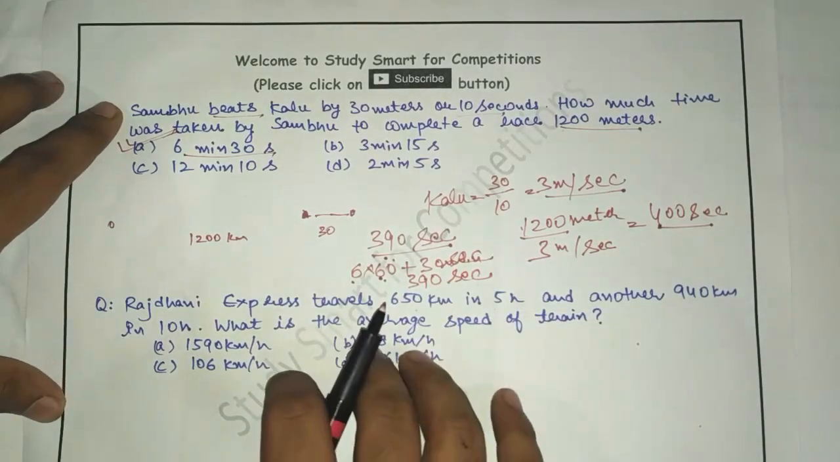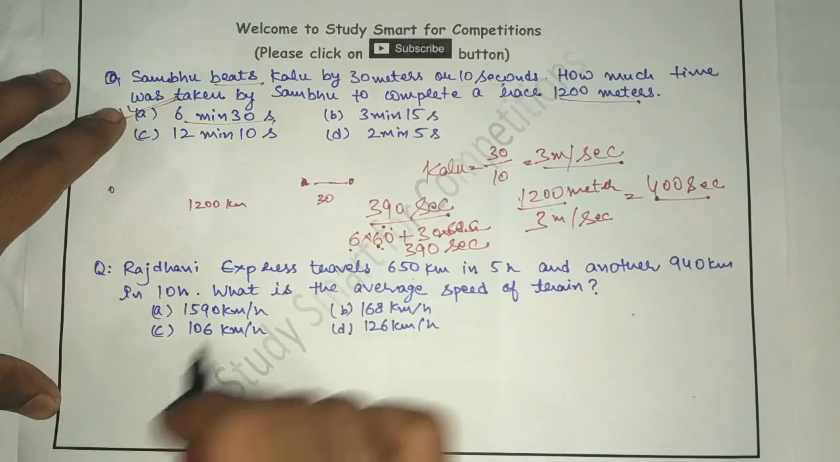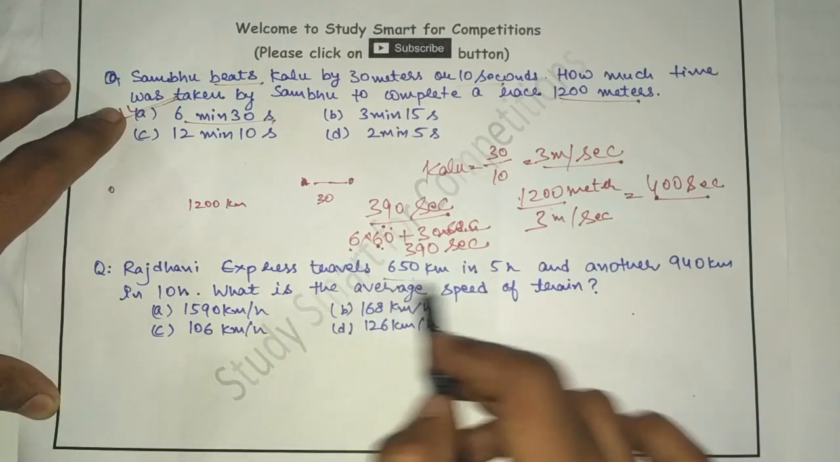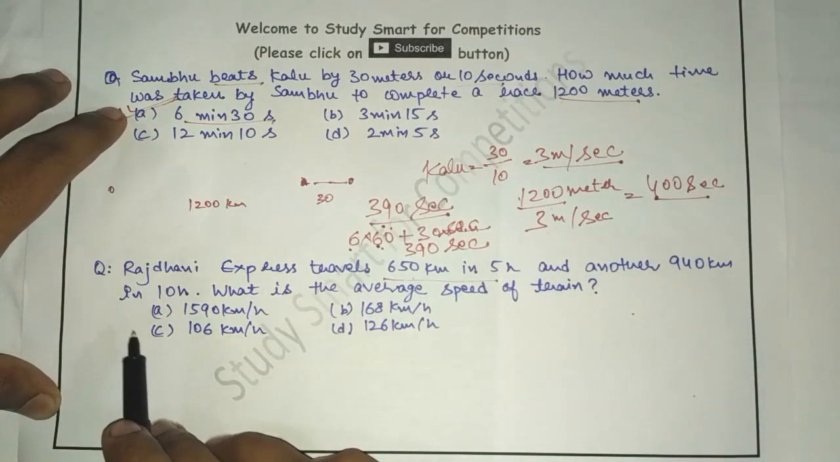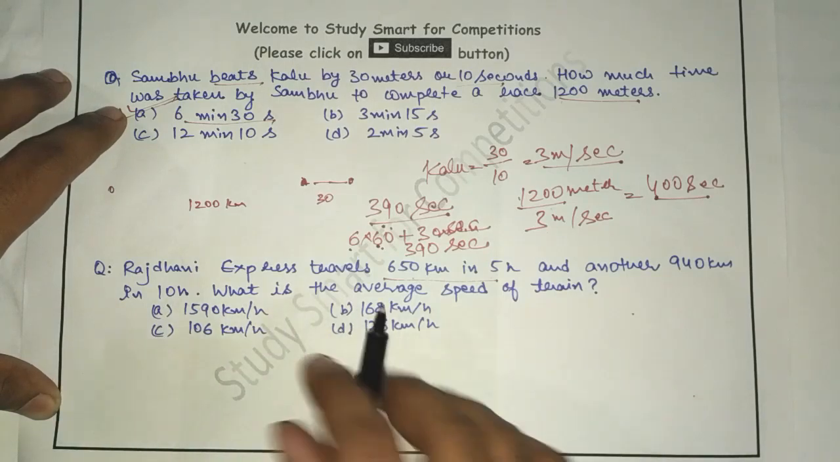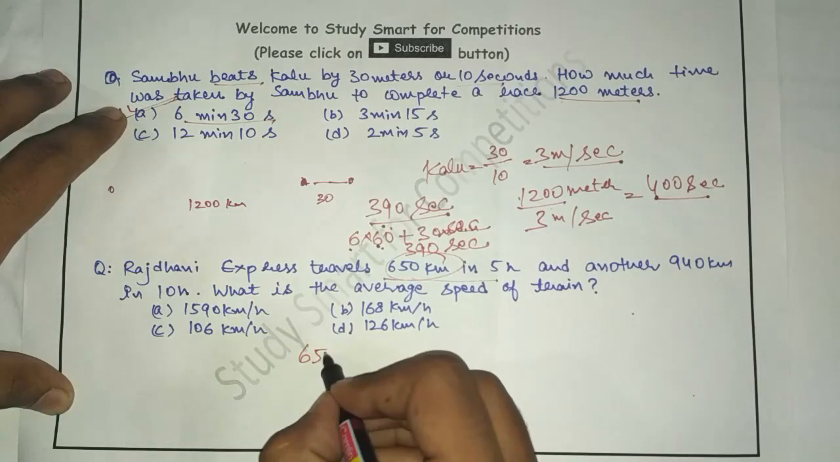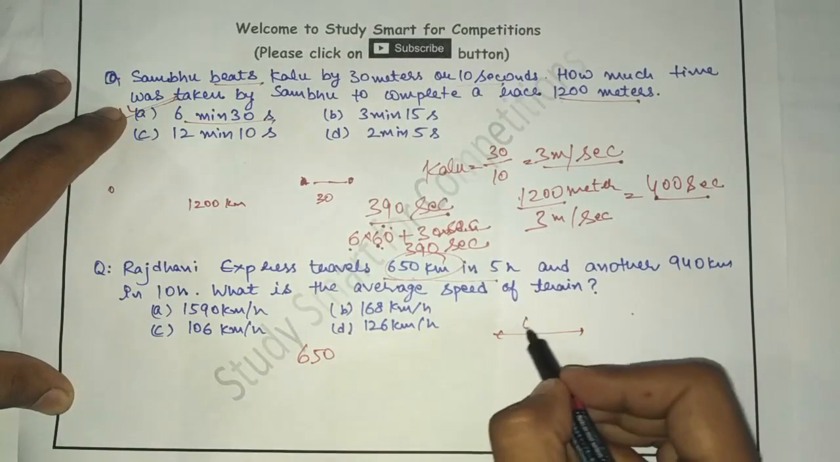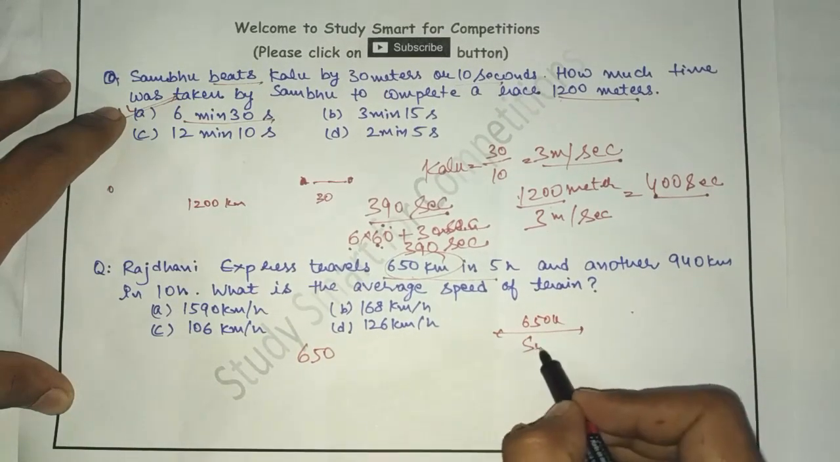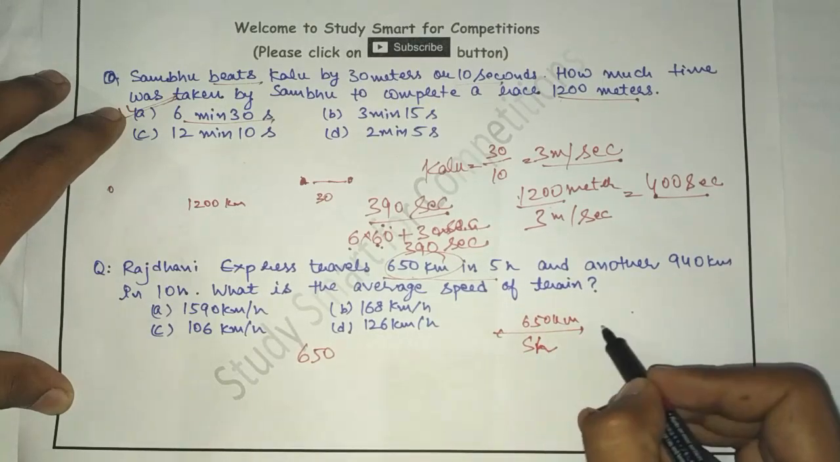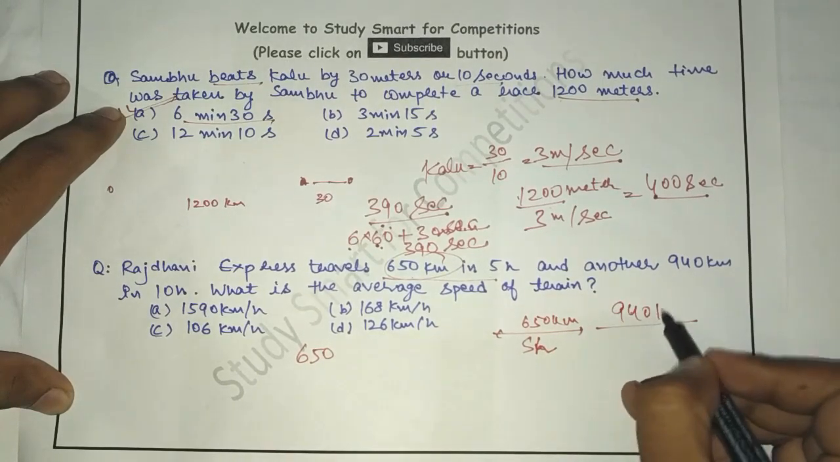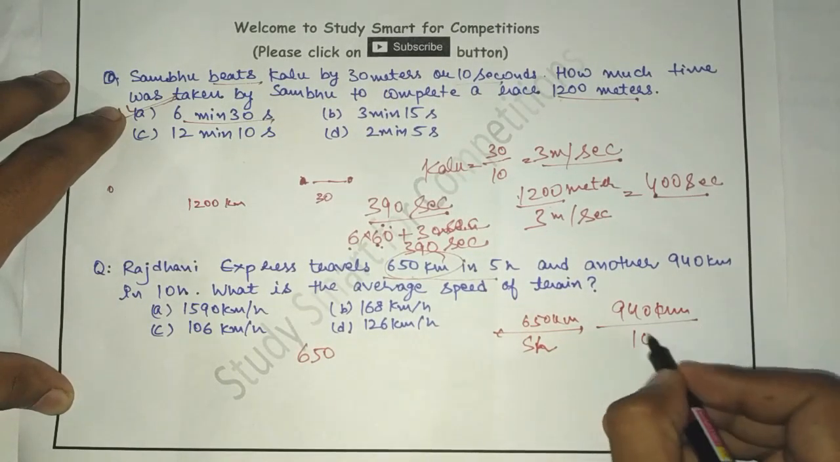So moving ahead towards our last question. Rajdhani Express travels 650 kilometers in 5 hours and another 940 kilometers in 10 hours. What is the average speed of the train? So they have given 650 kilometers in 5 hours and another 940 kilometers in 10 hours.